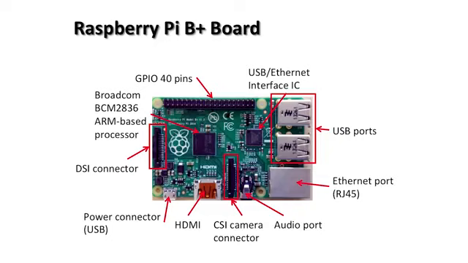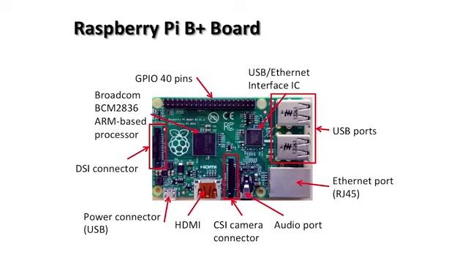So here's what the board looks like. This is the top of the board. So you can see on the right-hand side, you got your USB ports. Below that, on the right, you've got the Ethernet port. So it has a built-in Ethernet jack, RJ45. So it has support for wired Ethernet built into the board. Now, if you look behind the USB ports, there's that USB Ethernet interface IC. So that's one chip that's handling the communication with the USB ports, also with the Ethernet jack.